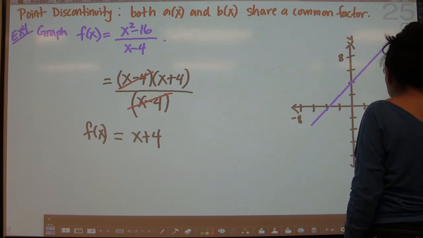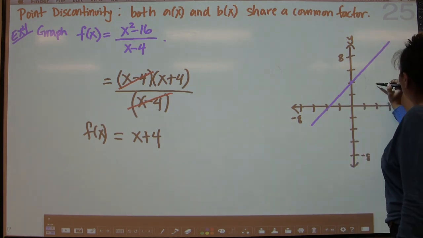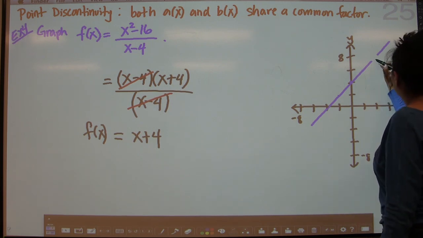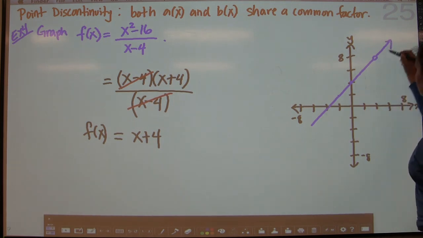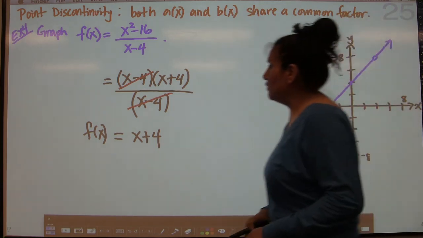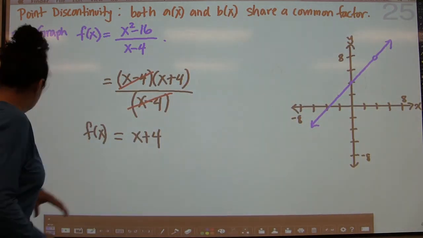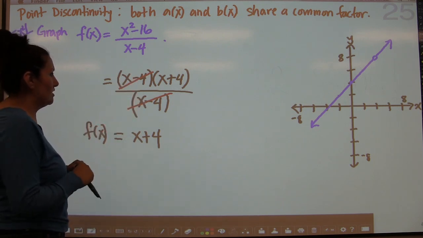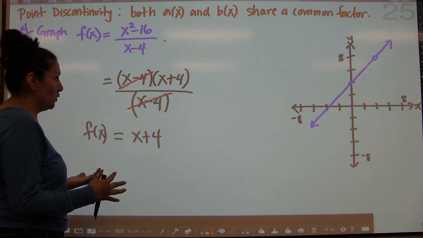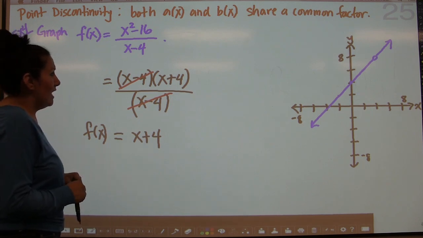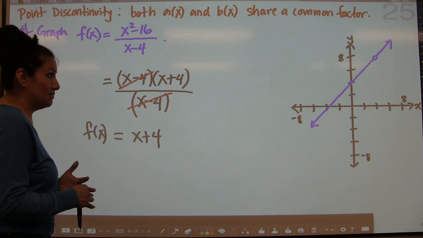But what's going to happen is that when x is 4, there's actually not going to be a value there. We're just going to draw in an open circle to indicate that that value doesn't exist. Because even though we factored out the x minus 4, that's why we call it a removable discontinuity. It's still going to be a discontinuity. The function is still going to be discontinuous there, but you can remove it. And so when you can remove it, you don't have an asymptote anymore.